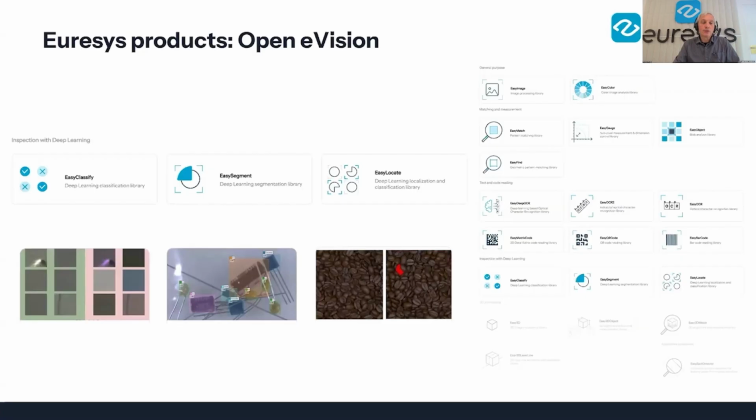On the deep learning group, we have everything you need to do some classification, segmentation, and localization of objects in images. And these libraries use neural networks to perform the inference. And we also offer tools for training.